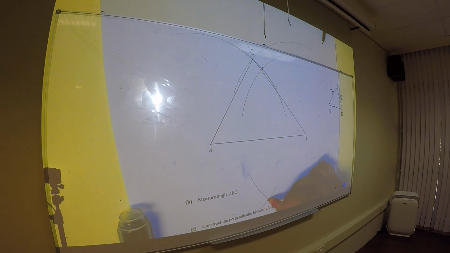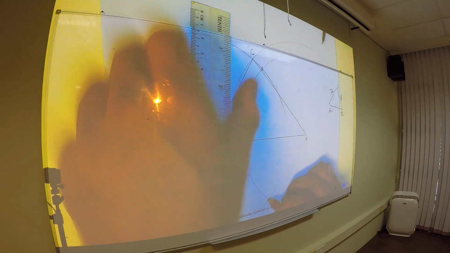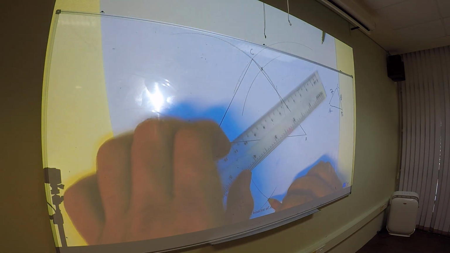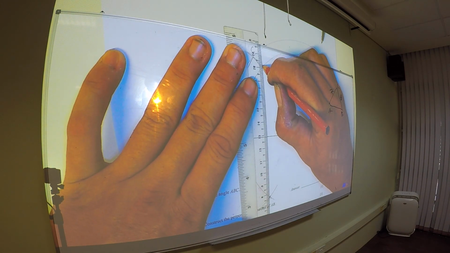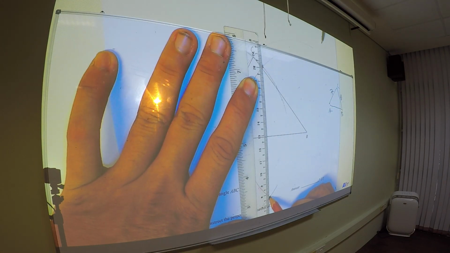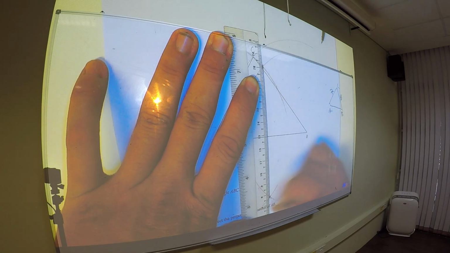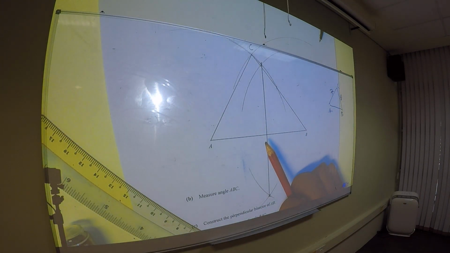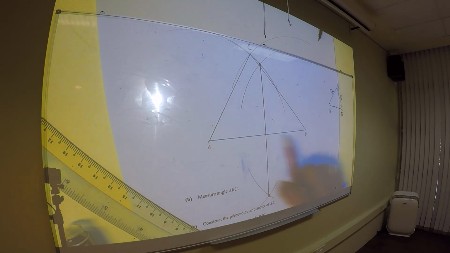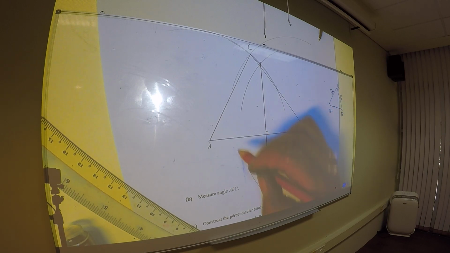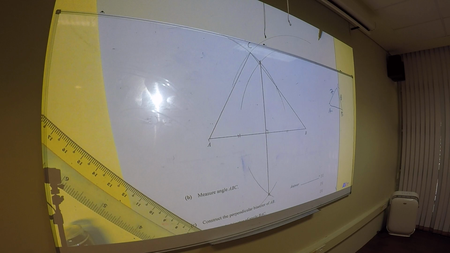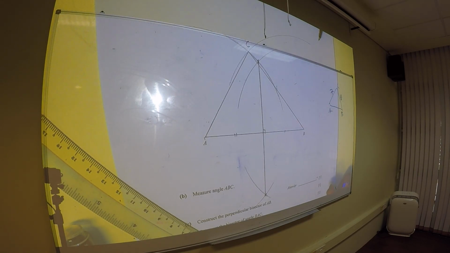These two intersections, you take a ruler and then you join them together. The intersection above AB and the intersection below AB, you join them together. That will be the perpendicular bisector. It will cut AB exactly into half, and here will be 90 degrees. And these two distances will be the same. Okay, perpendicular bisector.